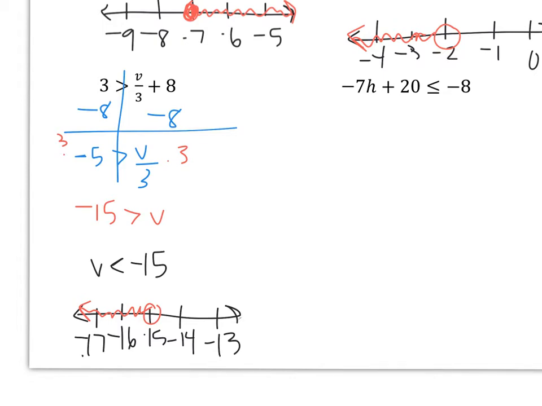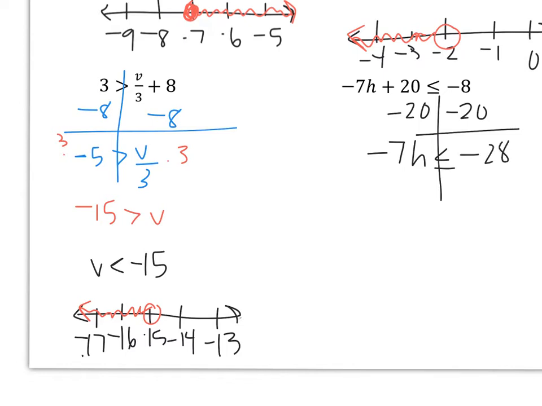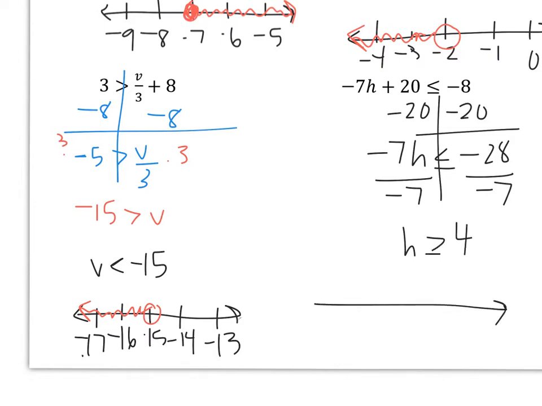Okay, let's look at the final example on this page. And I'll solve for h, and I'll subtract 20. So we get negative 7h is less than or equal to negative 28. And now we'll isolate h and divide by a negative 7. So remember, when we divide by a negative, we have to flip the inequality symbol. So we really get h is greater than or equal to 4.